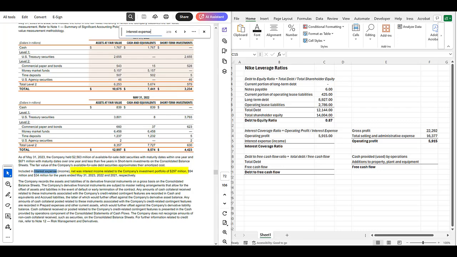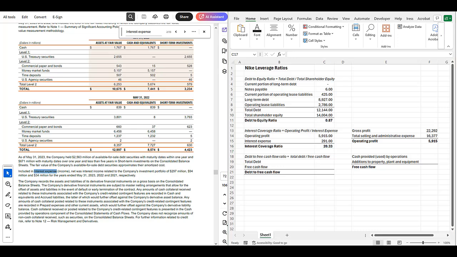In the notes, I found that Nike had an interest income of $297 million. The net interest income was $6 million. I can work out the interest expense by subtracting the net interest income from the interest income. $297 million in interest income minus the $6 million in net interest gives us the interest expense of $291 million. Nike's interest coverage ratio is 5,915 divided by 291, which is 20.33. Nike can cover its interest expense 20 times.